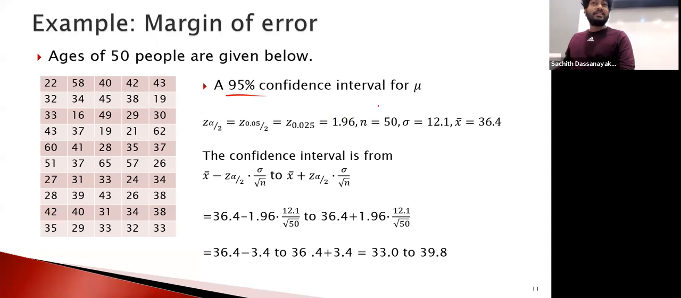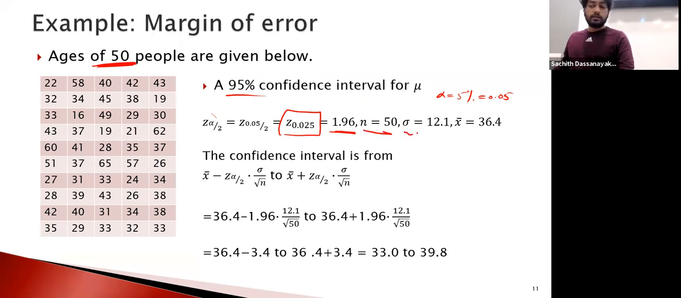So you should know first what you should do. Find the z alpha over 2. What is alpha here? Alpha is 5% or 0.05. But you need z alpha over 2, which means z 0.025. That value from the table is 1.96. Z table. Okay. Your n, there are 50 values, 50 observations. So your sample n is 50.